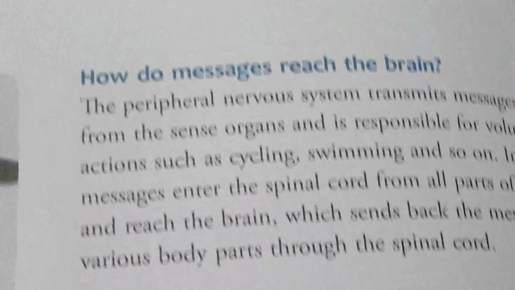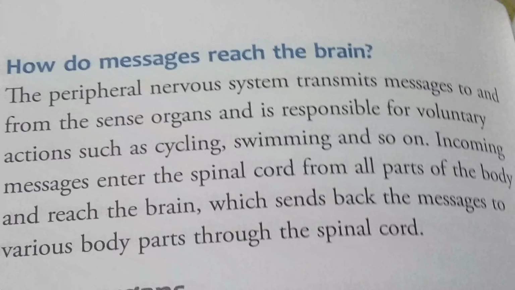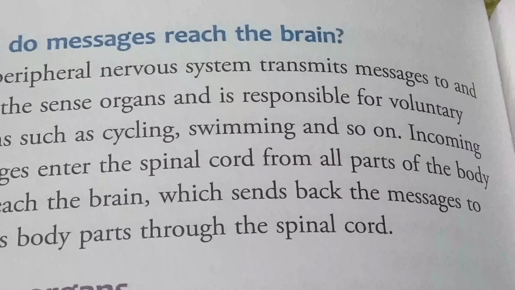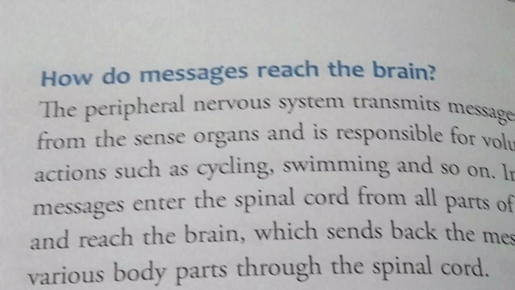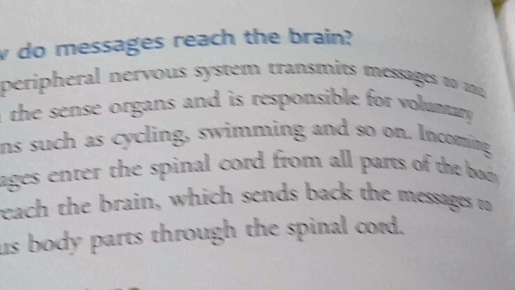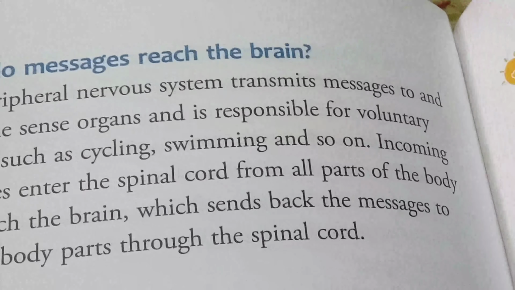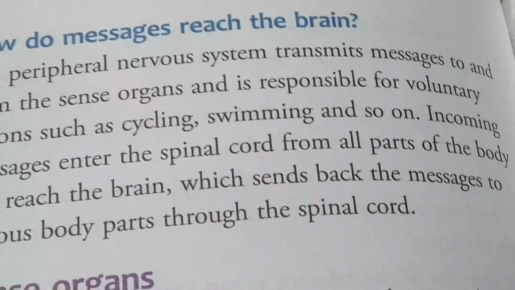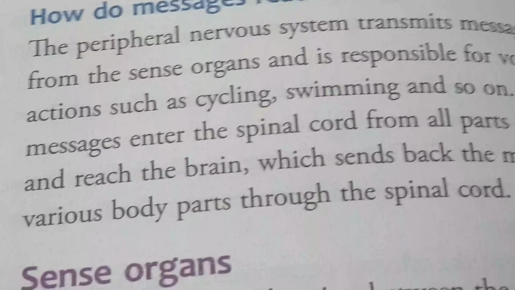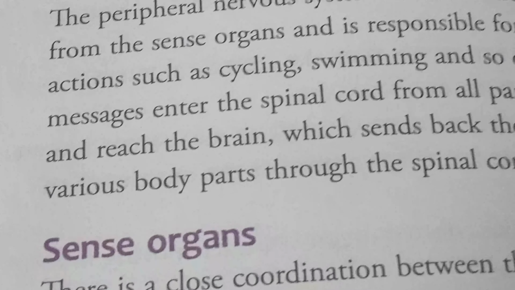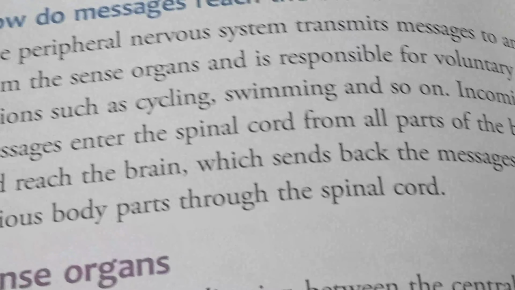Next, how do messages reach the brain? The peripheral nervous system transmits messages to and from the sense organs and is responsible for voluntary actions such as cycling, swimming, and so on. Incoming messages enter the spinal cord from all parts of the body and reach the brain, which sends back the message to the various body parts through the spinal cord.